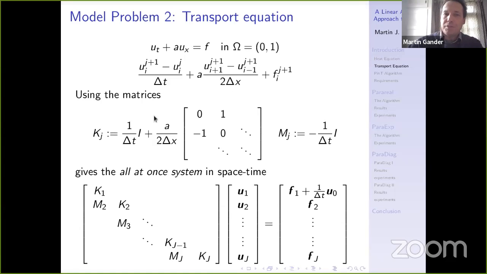And I introduce matrices. The K matrix contains this part from the implicit time derivative. It contains the spatial operator here. And we also have an M matrix for the remaining time derivative term. And I get exactly the same all-at-once system in space-time. So these two problems give the same looking linear algebra problem, but these two problems are very, very different problems physically, and the difference is in the K matrix. It's the K matrix that tells us how the solution of this problem behaves in this example.